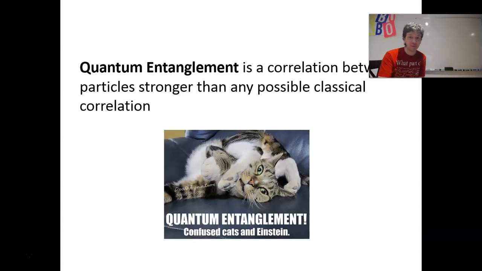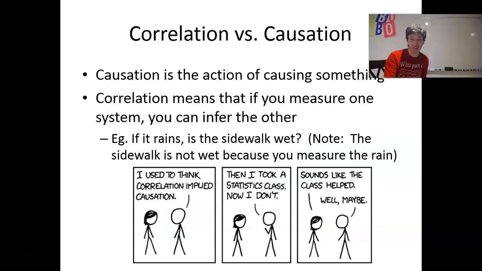So, quantum entanglement means a correlation between particles stronger than any possible classical correlation. Whoa, what does that mean? What's correlation? Some of you might remember if you took data management, where you talk about the difference between correlation and causation. Causation is the action of actually causing something, where correlation means if you measure one system, you can infer the other. So the example I have here, if it rains, is the sidewalk wet? Well, if you measure the fact that it rains, then you can infer the sidewalk is wet. But the sidewalk's not wet simply because you measured the rain.